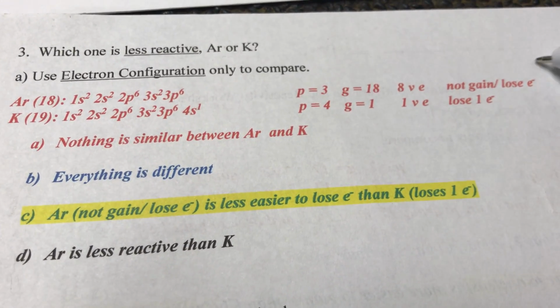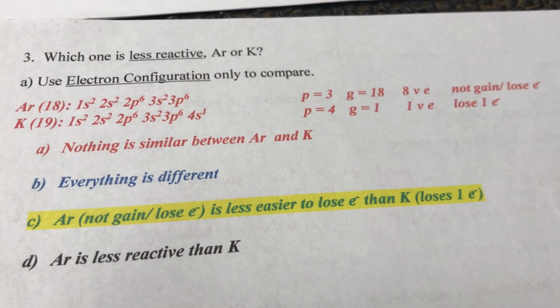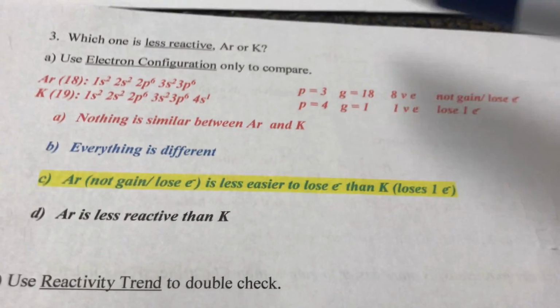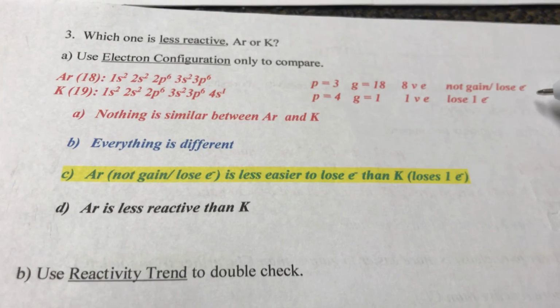Now, the argon does not gain or lose electron. But we did not talk about family. We did not talk about noble gas. We just use electron configuration. They did not gain, they did not lose.